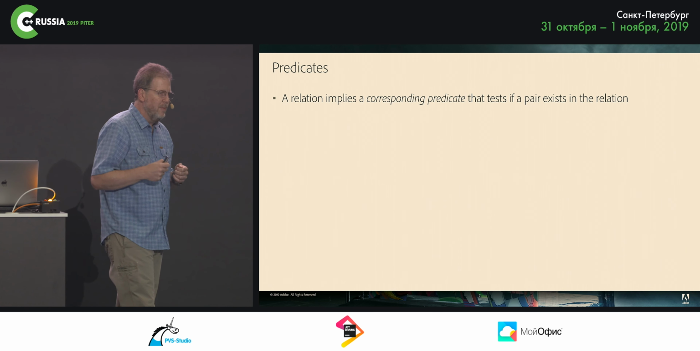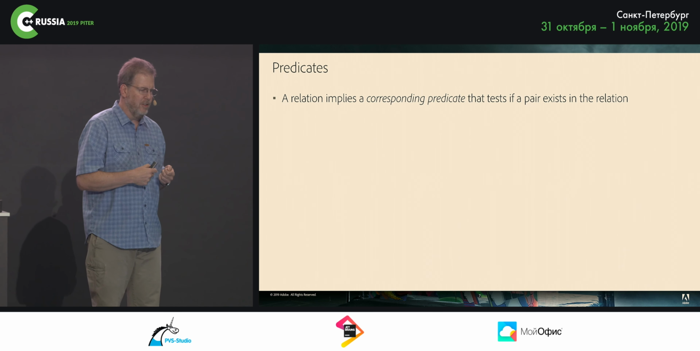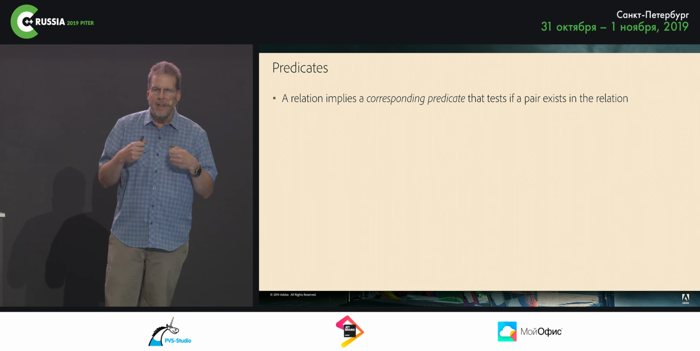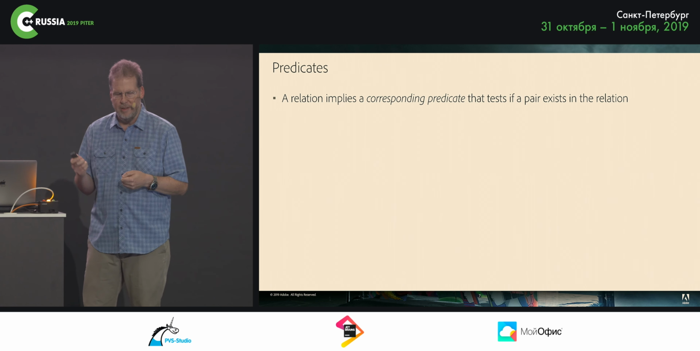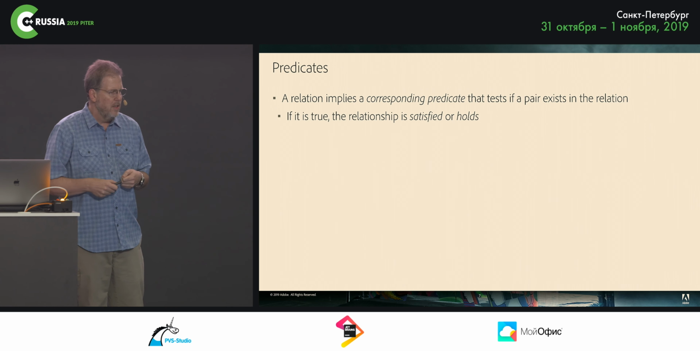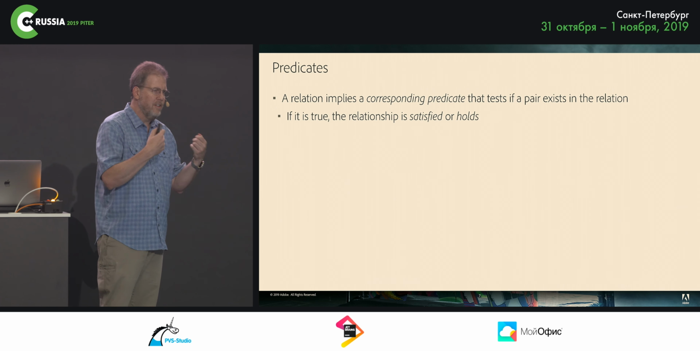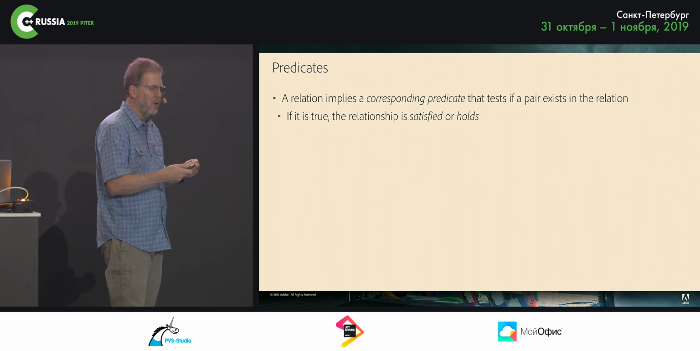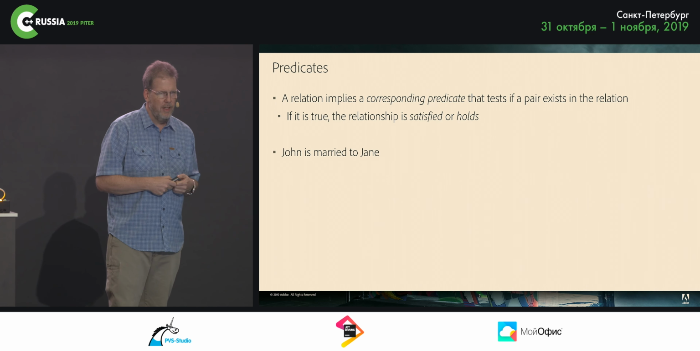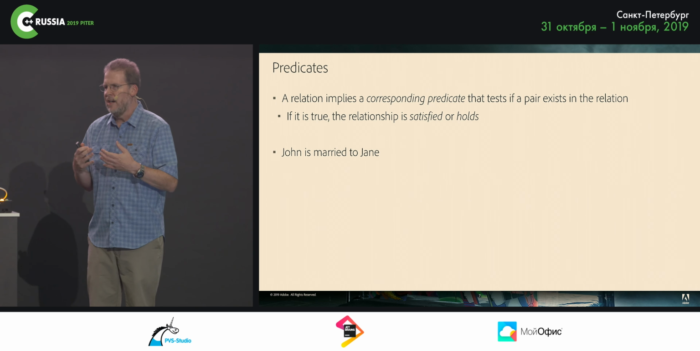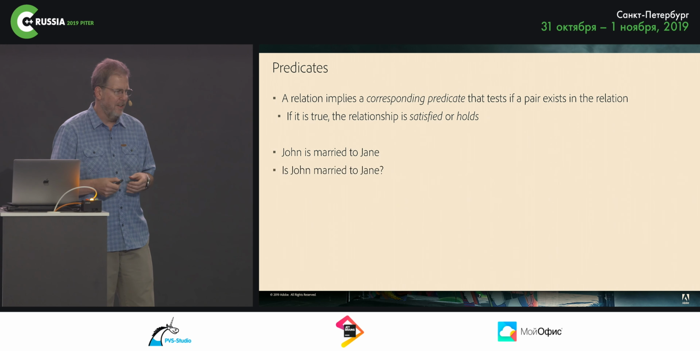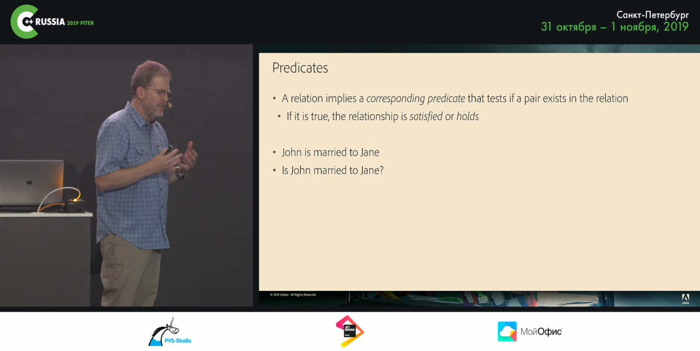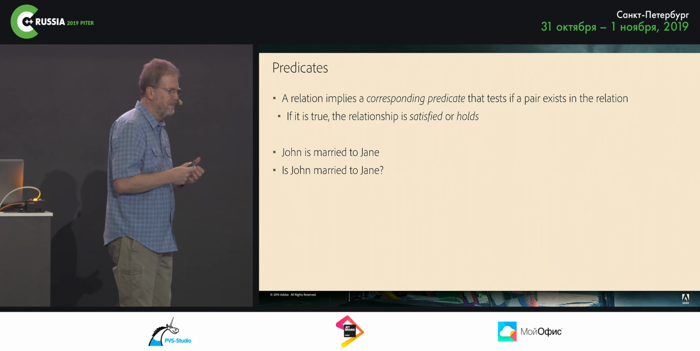For any relationship, there's a predicate form of that relationship that determines whether or not the pair of values exists in the relationship. So if it's true, we say the relationship is satisfied or it holds. Right? So if our relationship is John is married to Jane, then the corresponding predicate is "John married to Jane?"